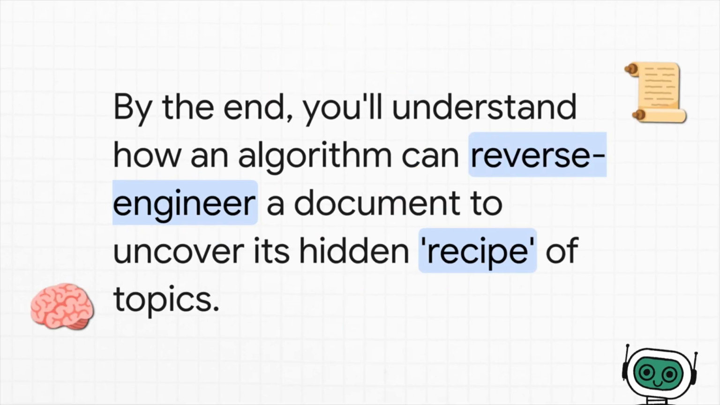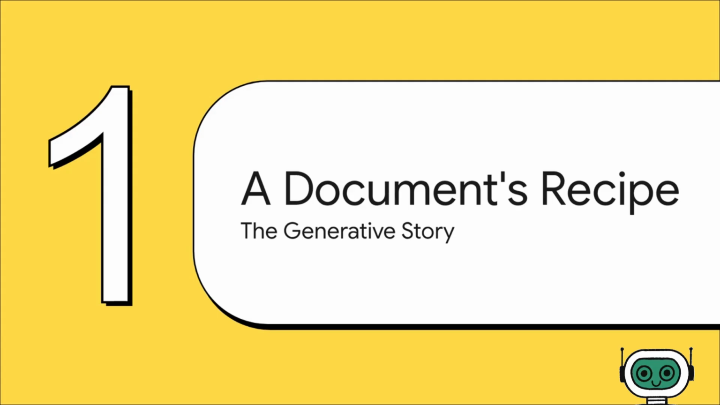And by the end of our short time here, you're going to have a solid intuition for how an algorithm can look at a finished document and essentially work backward to figure out the original recipe of topics that likely created it. To really get a feel for that recipe, the key is to forget about analyzing text for a second. Instead, let's just imagine how a document might be created in the first place.